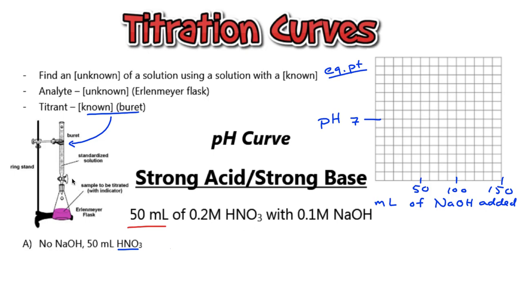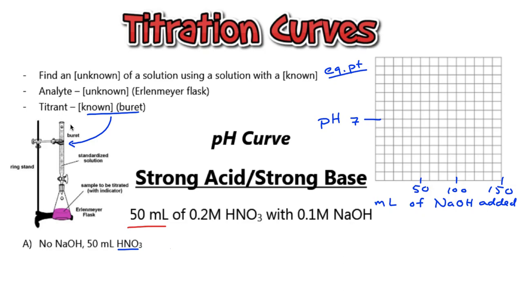So first, in the upper left here, just to make sure that you're understanding the look of what a titration looks like, first off, the whole point of it is to find an unknown of a solution using a solution with a known amount. So you know a concentration of one, then you can find the unknown concentration of another solution, or the identity of it.